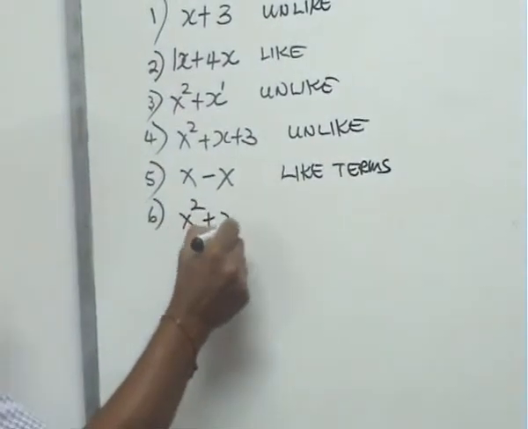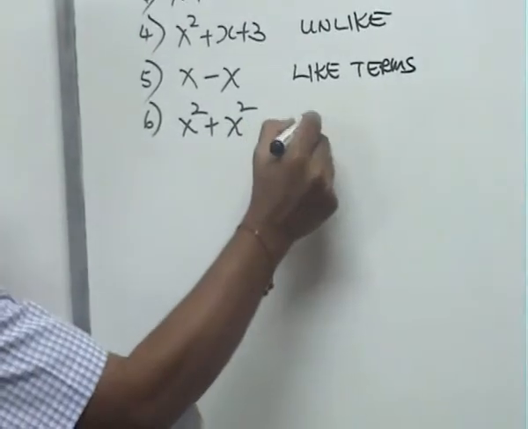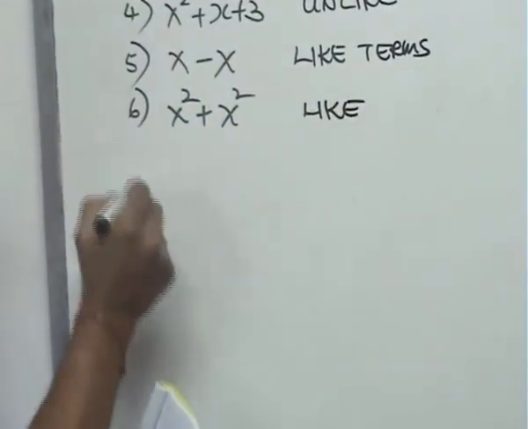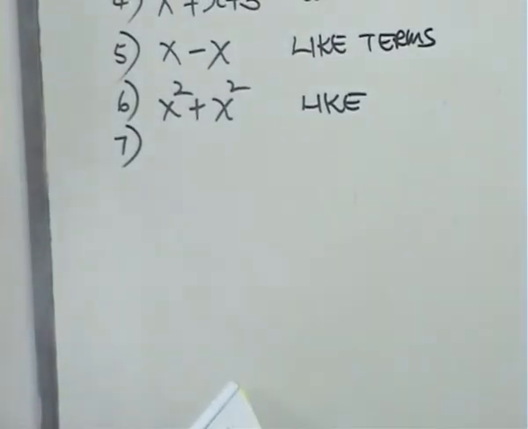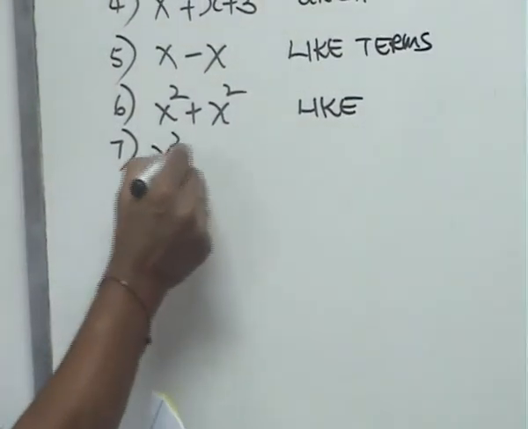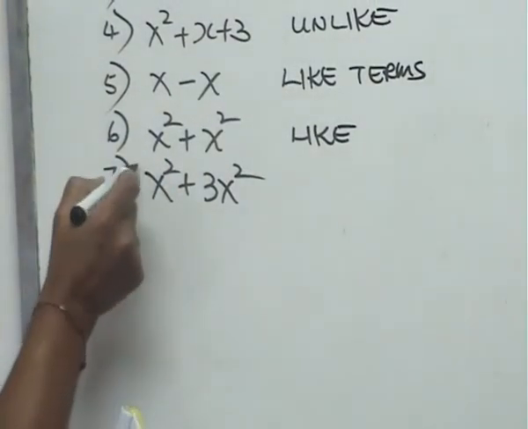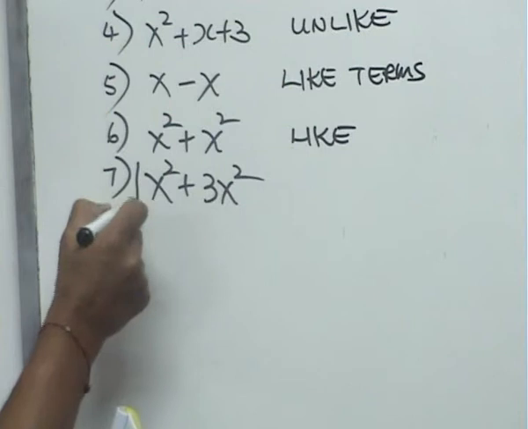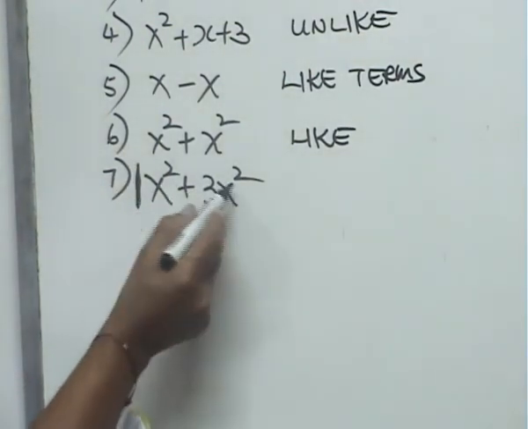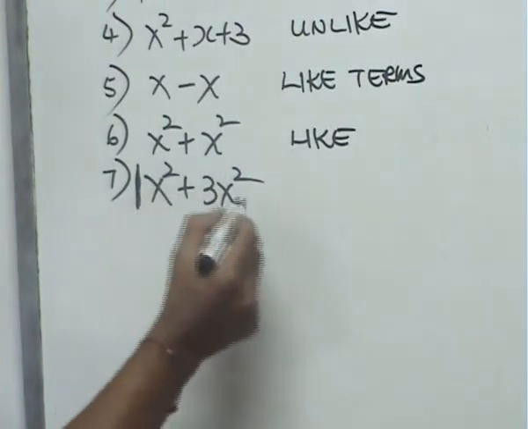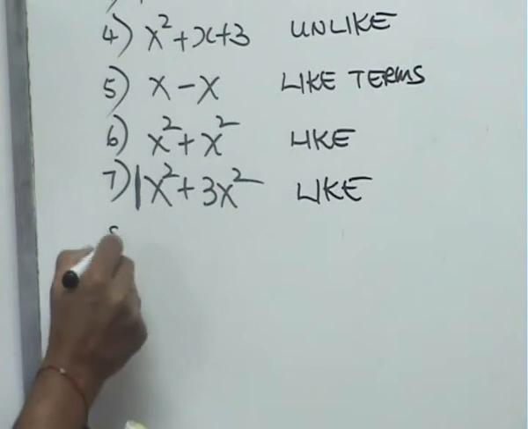Number 6. x squared plus x squared. The powers are exactly the same, so these are like. I'm not going to write the word terms all the time. Number 7. x squared plus 3x squared. Now, I don't have to worry about the number. The number here is understood to be 1. The number here is 3. But I don't have to worry about the numbers. I must only worry about the powers. x squared, the powers are the same, so this is like.